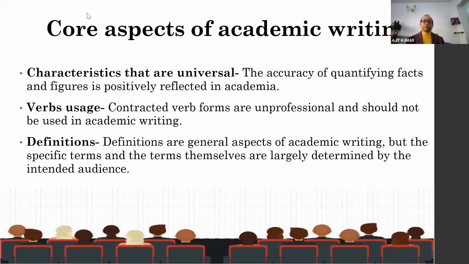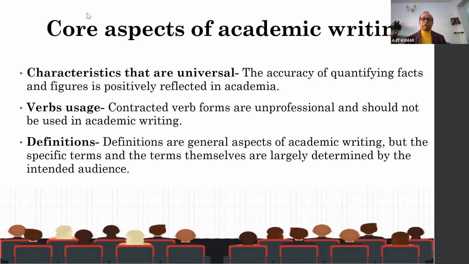Now, the core aspects of academic writing, which is formal writing, as we have seen, can be like this. One is characteristics that are universal, like accuracy, which is an important ingredient of a good research paper. Accuracy in the paper about whatever you're saying, duly supported by evidence, gives credence and value to the paper, and gives the academic world the value which it has today.